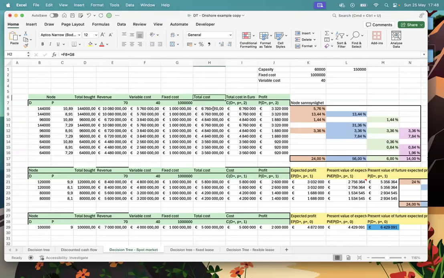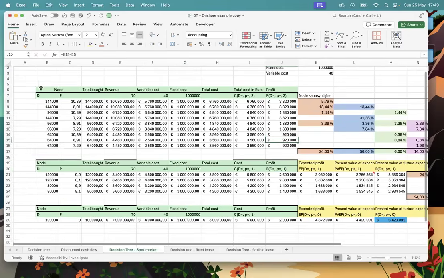For our total cost, we just add our variable cost and fixed cost, which for this node is 6,760,000 euros. Yeah, this is the same, so we disregard this. And then lastly, we take our revenue minus our total costs, and we find whatever we have in profit.